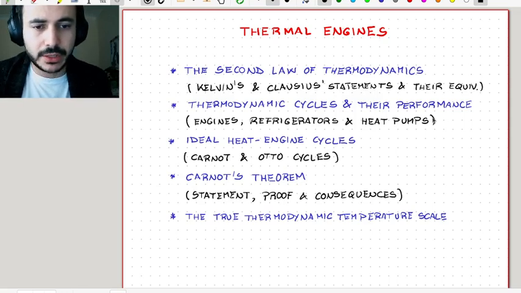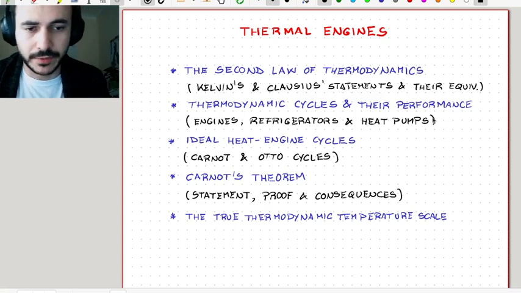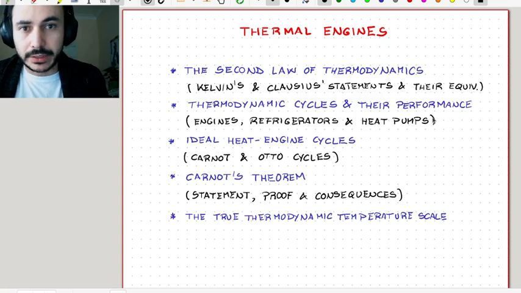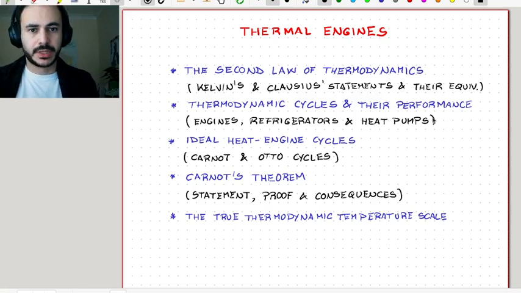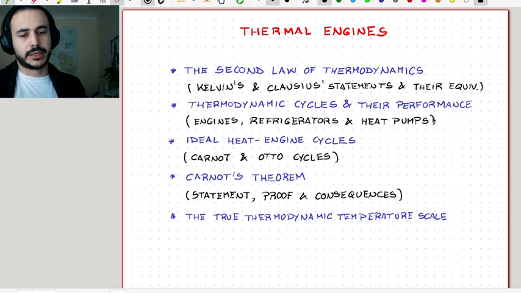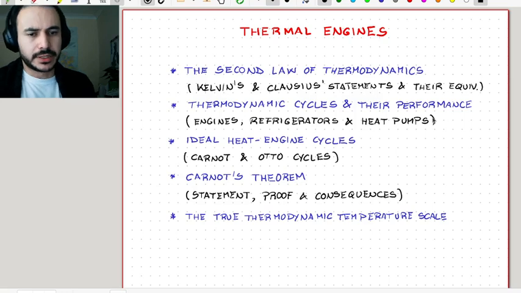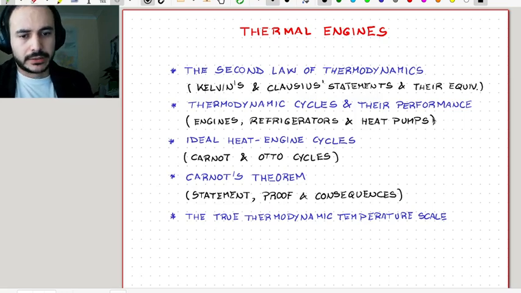Then we are going to introduce the concept of ideal thermodynamic cycle, and specifically heat engine cycle. And we will talk in detail about two paradigmatic examples. One is the Carnot cycle, and the other one is the ideal Otto cycle. These two cycles are actually fundamentally different to one another. We are going to see why. And there's many others, of course, and we will just very briefly mention the Stirling cycle and the Ericsson cycle as other kind of Carnot type cycles.